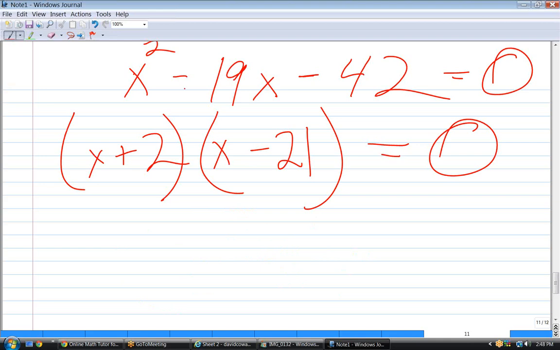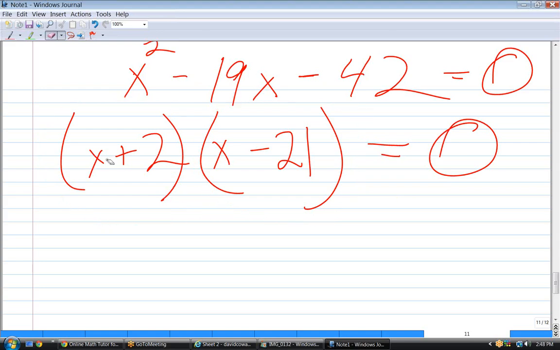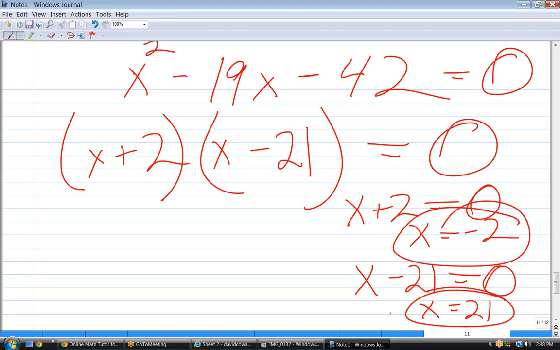So, the reason I factor this quadratic is because I'm trying to get one thing multiplied by another thing equal to 0. I can now solve this problem by setting these each equal to 0. So I'm going to say, well, that means x plus 2 equals 0 or x minus 21 equals 0. Well, if I solve this equation, I get x equal minus 2. And if I solve this equation, I get x equal 21. There's your two solutions to this quadratic.